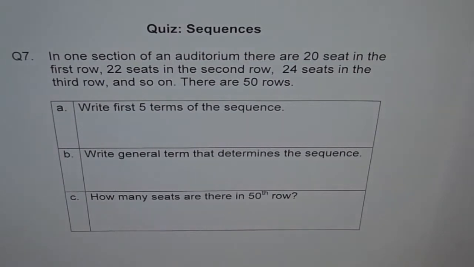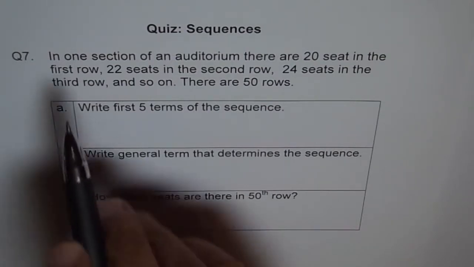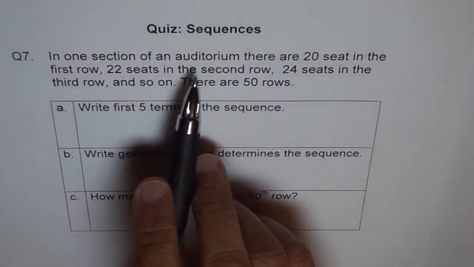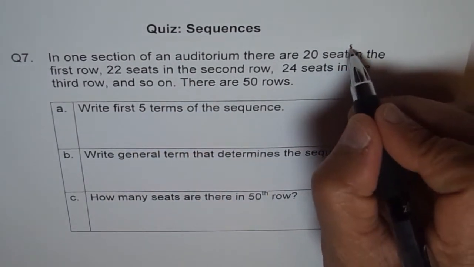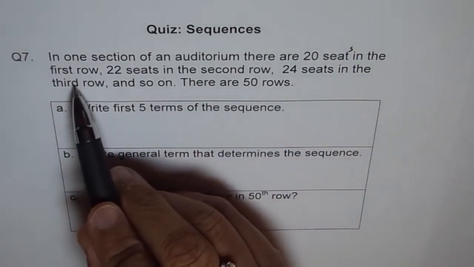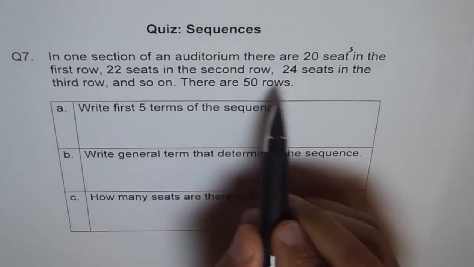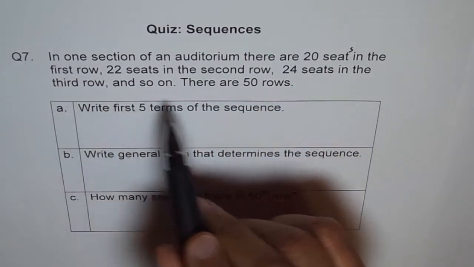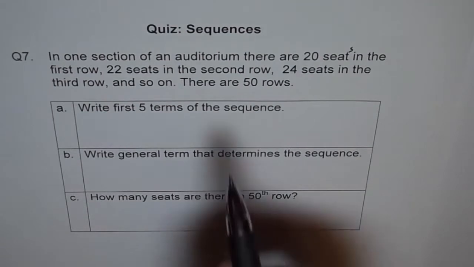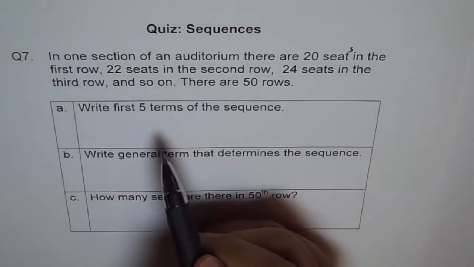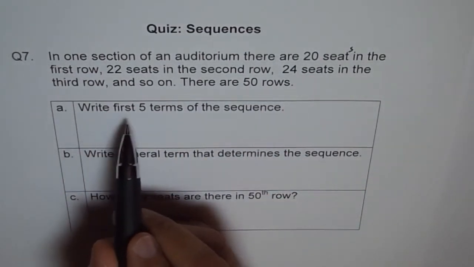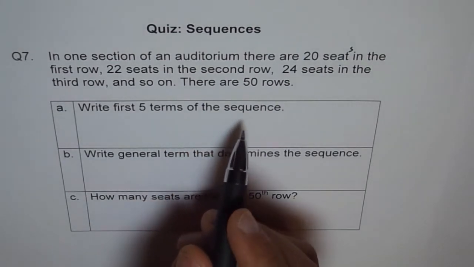I'd like you to answer the question, and once you have answered, then you can see the video to check your answers, right? Now, here is my solution. In one section of the auditorium, there are 20 seats in the first row, 22 seats in the second row, 24 seats in the third row, and so on. And there are 50 rows in all. So part A is, write the first 5 terms of the sequence.